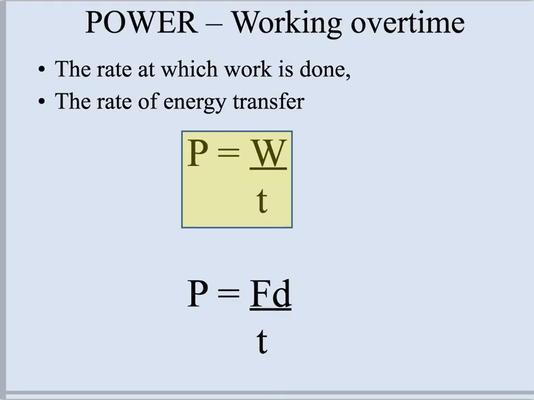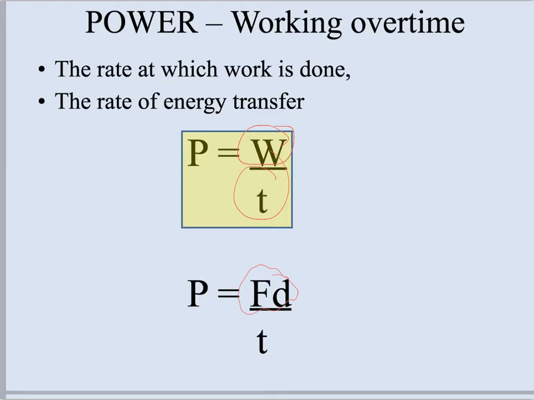So power is the rate at which you do your work. Working overtime, that's a good mnemonic device to remember it, although you don't have to remember it because you get to use your formula sheet all the time. But if you take the work done and you divide it by the time that the work is done, then you get power. And you could write it FD instead of T.